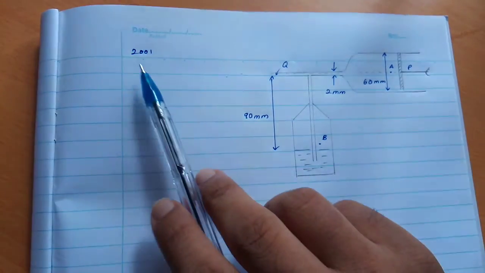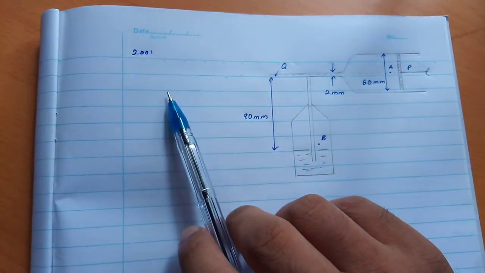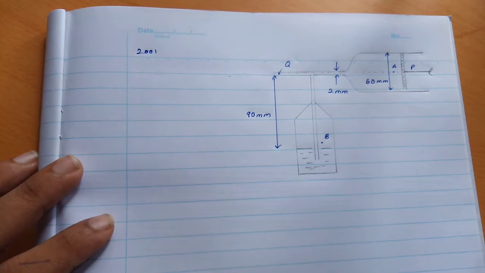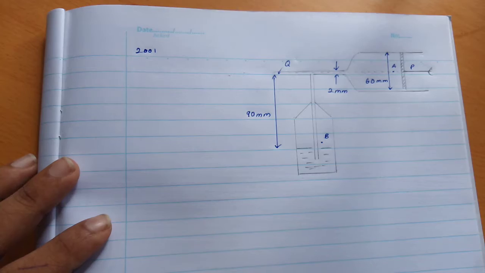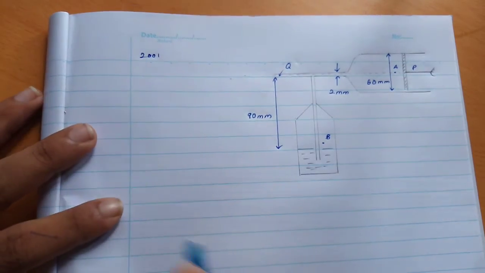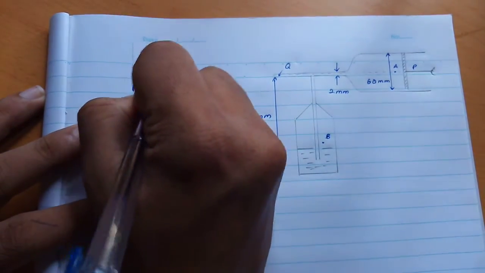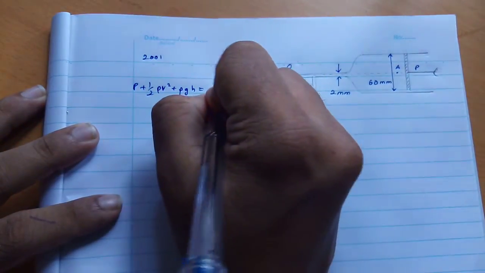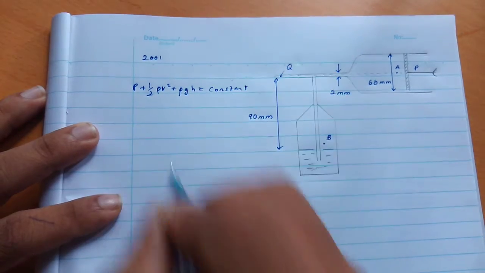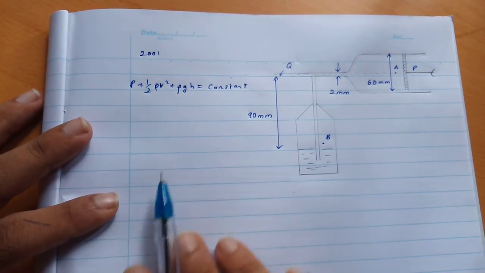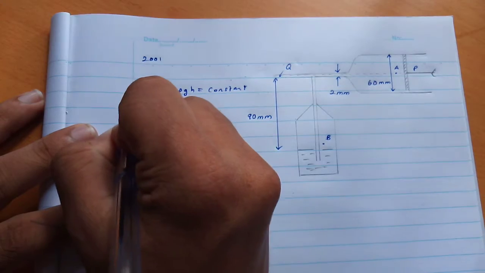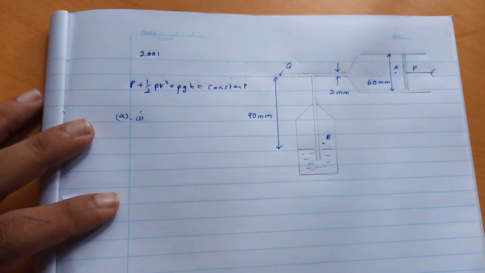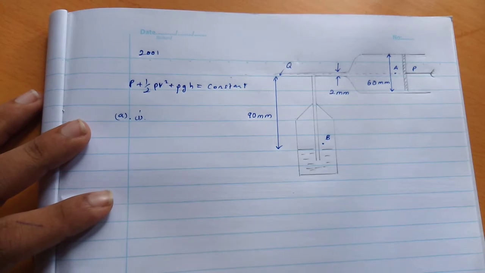Hi, let's discuss the 2001 essay mechanics question, which is from fluid dynamics. Okay, I'll read the question. Bernoulli's equation for a fluid flow can be written as P plus half rho V squared plus rho g h equals constant, where all the symbols have their usual meaning. Okay, so the question A, Roman number 1: state the conditions under which the Bernoulli equation is valid.